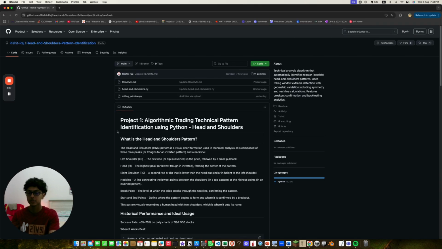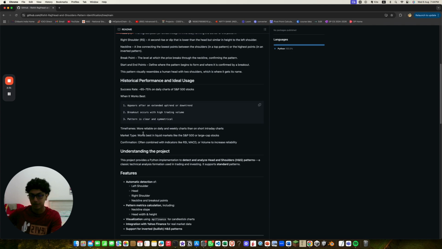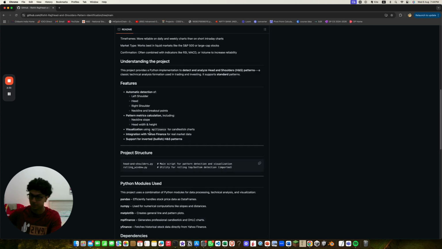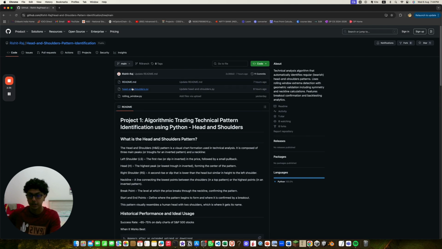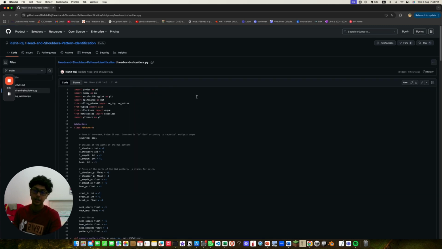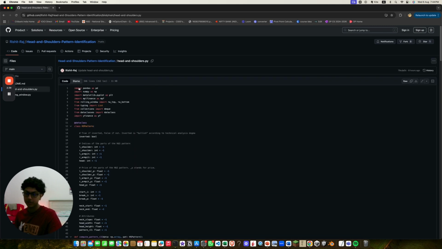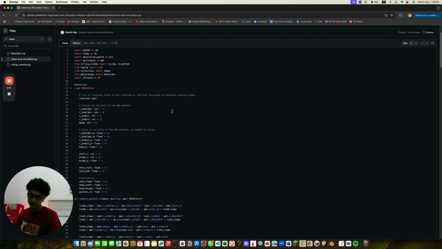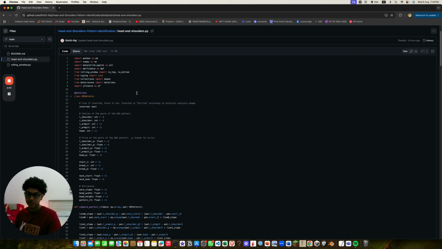Now, if we go to this GitHub page, which is public, keep this in mind, everything I'm going to say here is pretty much in this README, so feel free to look through it. But if we go into the actual code of the head and shoulders Python file, we can see these are all the modules I just mentioned. So let's go through this code.